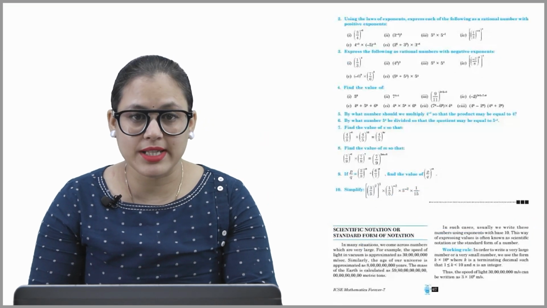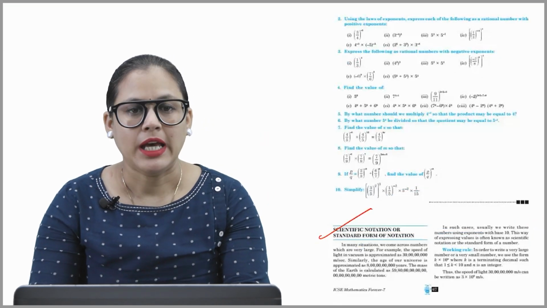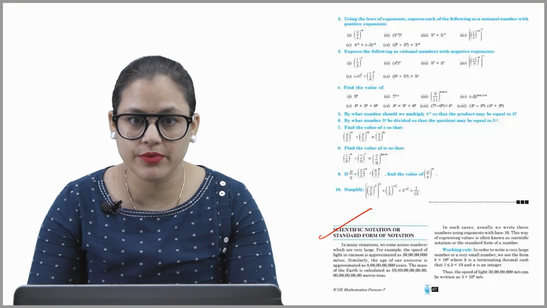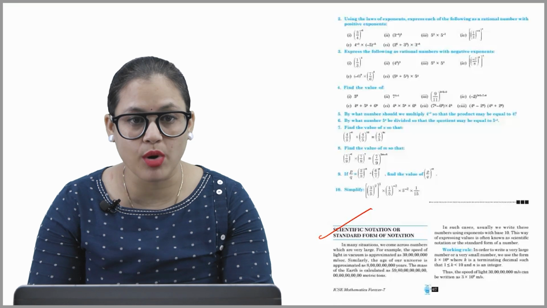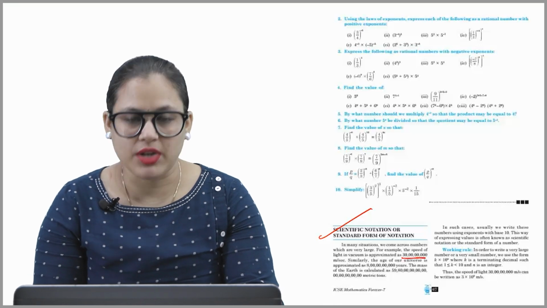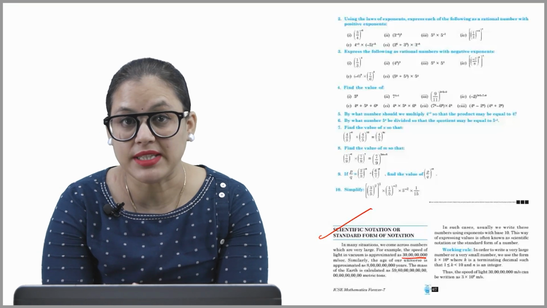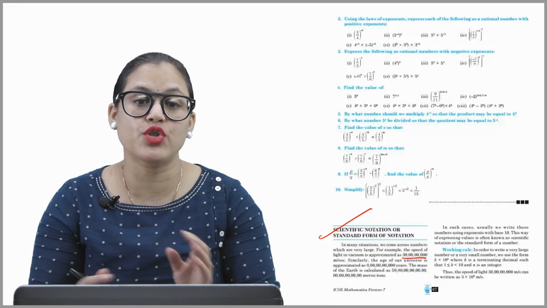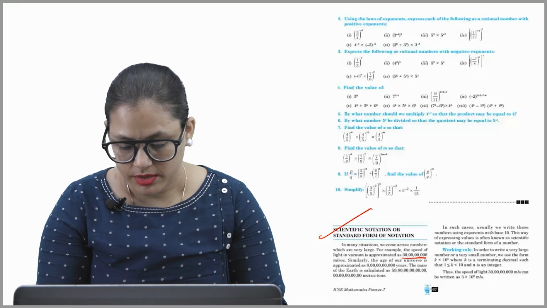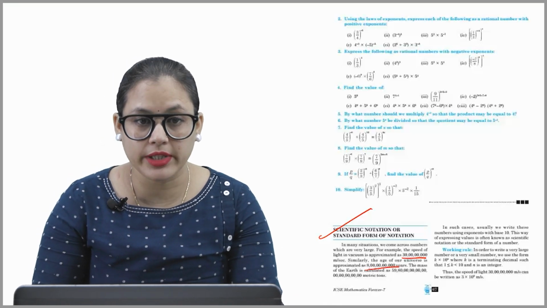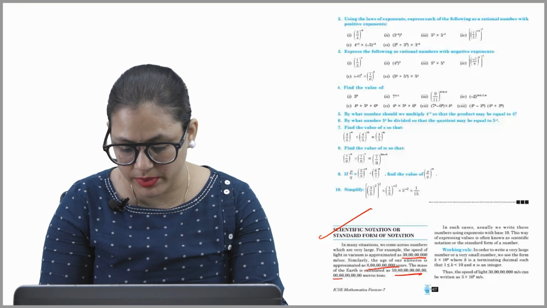Scientific notation or standard form of notation. In many situations, we come across numbers which are very large. For example, the speed of light in vacuum is approximately this much. That is 30 crore meter per second. Similarly, the age of our universe is approximately this many years. The mass of Earth is calculated as that much metric tons.